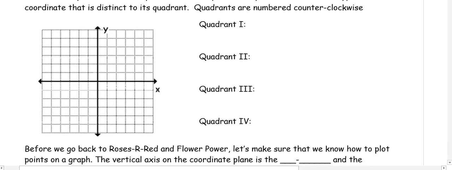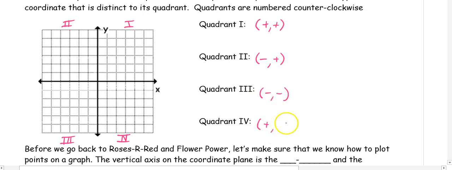So when we number our quadrants, we're going to number them counterclockwise. So we have 1, 2, 3, and 4. We're going to use Roman numerals when we label our quadrant. So in quadrant 1, all of our x, y coordinates are going to be positive numbers. In quadrant 2, the x coordinate will be negative, but the y will stay positive. In quadrant 3, both of our coordinates will be negative, and in quadrant 4, our x will be positive, but our y will be negative.